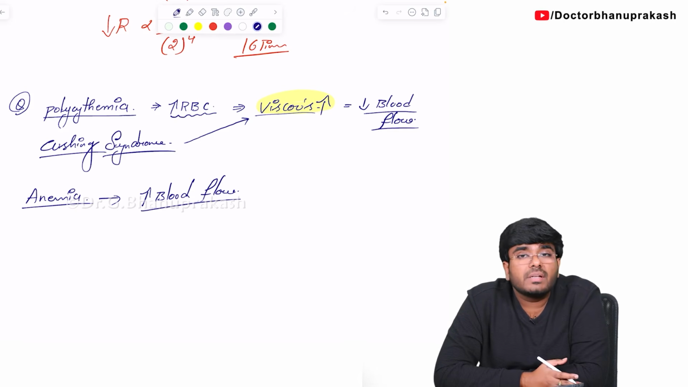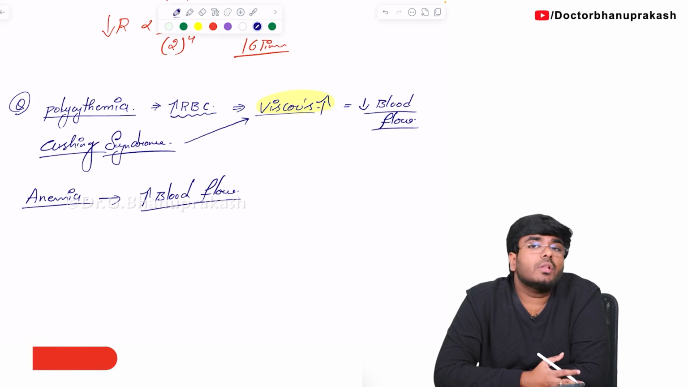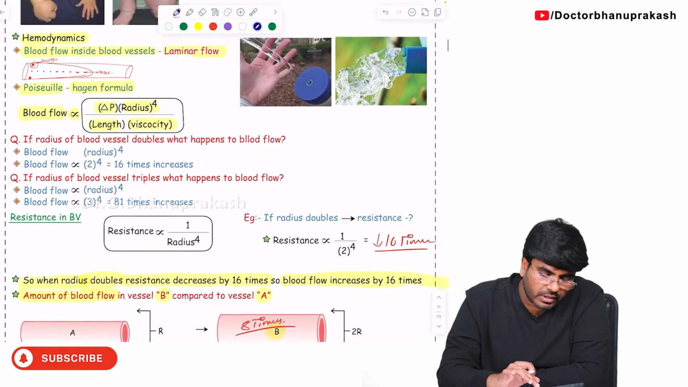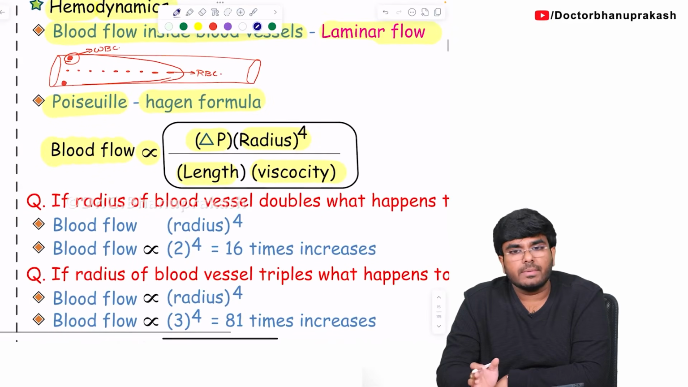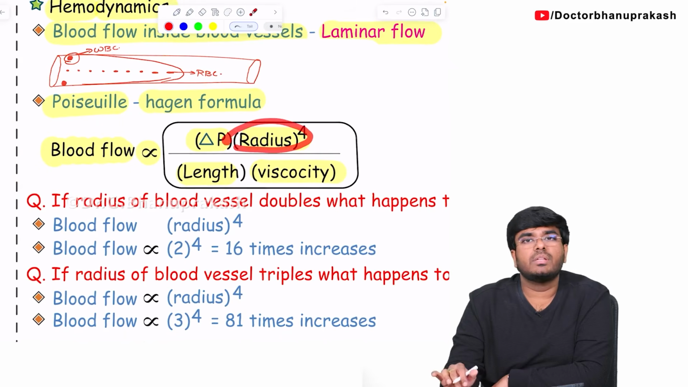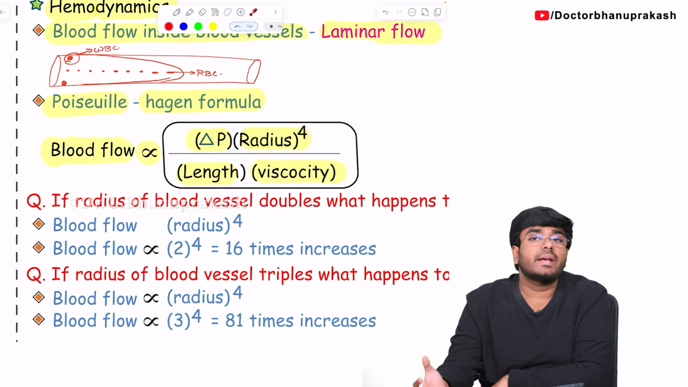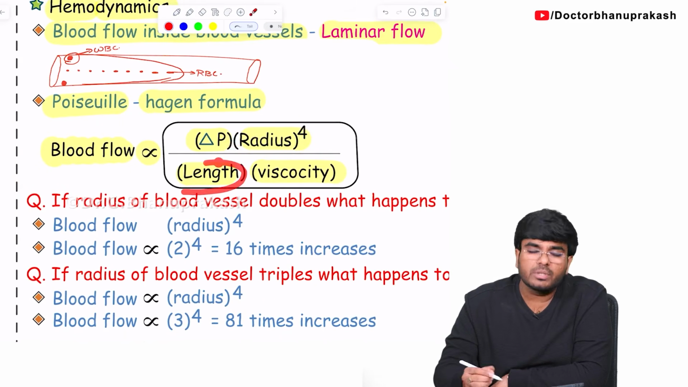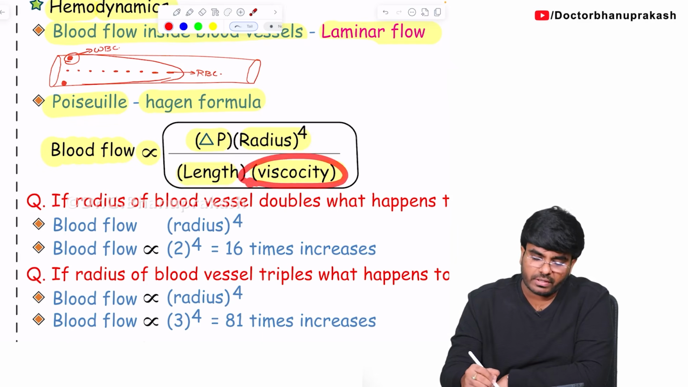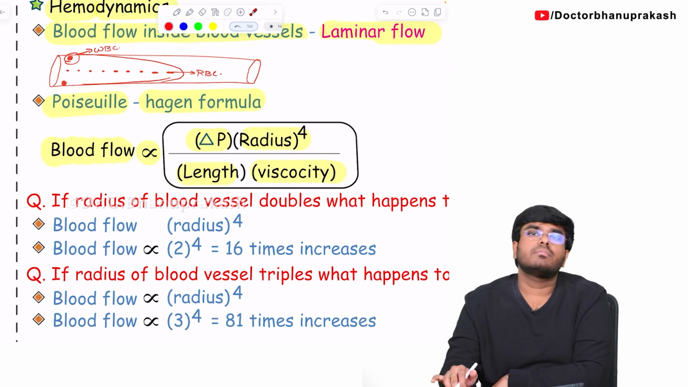So what are the parameters on which the blood flow is dependent? There are 4 parameters on which the blood flow is dependent, that is the Poiseuille-Hagen formula. What are the 4 parameters? Pressure difference, radius, length and viscosity. I have explained everything about the radius. Double the radius, 16 times more blood flow. Triple the radius, 81 times more blood flow. What about the length? Whenever the length increases, blood flow will decrease. And what about the viscosity? Whenever the viscosity increases, the blood flow will decrease.